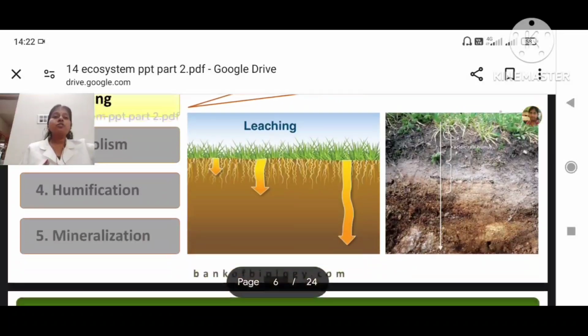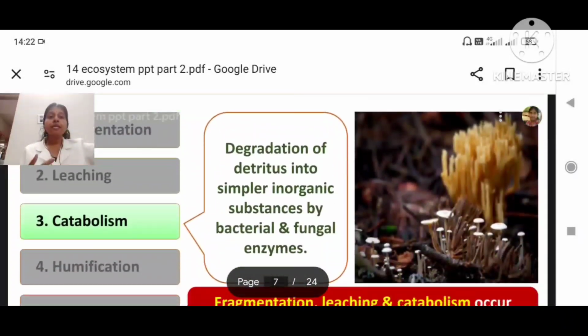The next process is called catabolism. Listen, what is happening here is that the powder substances, the small particles, are more broken down into simpler inorganic form. Who is coming here? Bacteria and fungi. Who is coming? Bacteria and fungi are playing a major role. They are secreting some enzymes. So it is an enzymatic process.